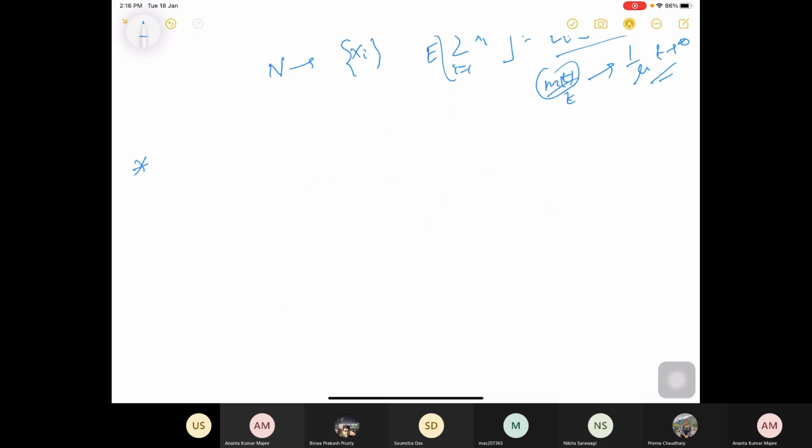So today we'll talk about the so-called central limit theorem for renewal processes.